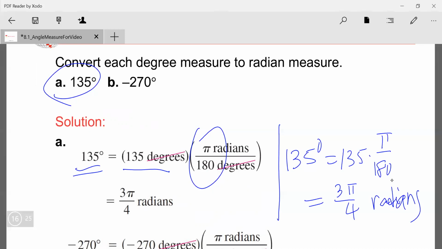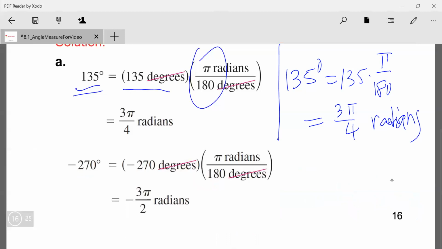So I'll skip part B, and I will write down the answer so that you can check for yourself. It is still on this slide here, so you can work out the details. Negative 270 degrees is equal to negative 3 pi over 2 radians.